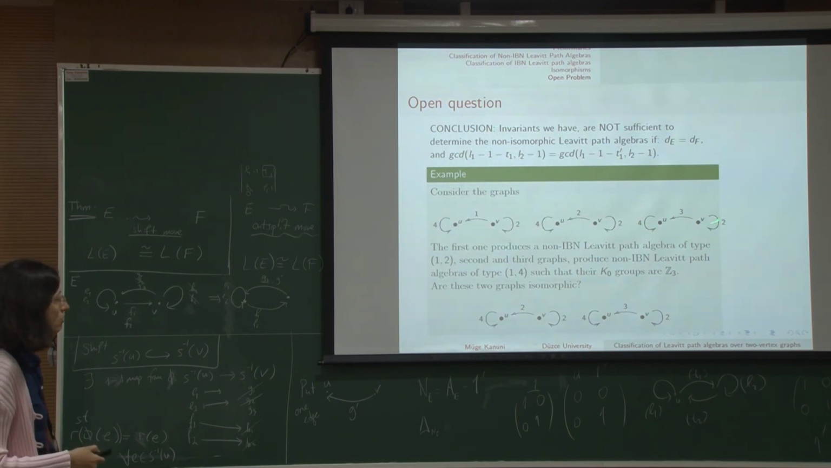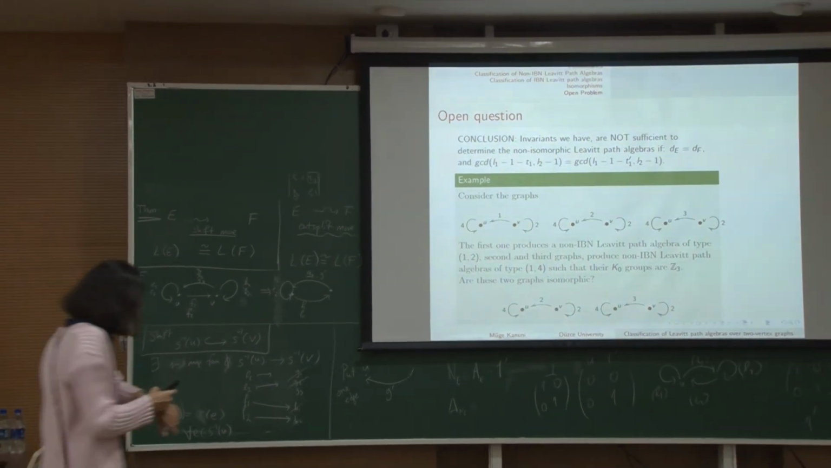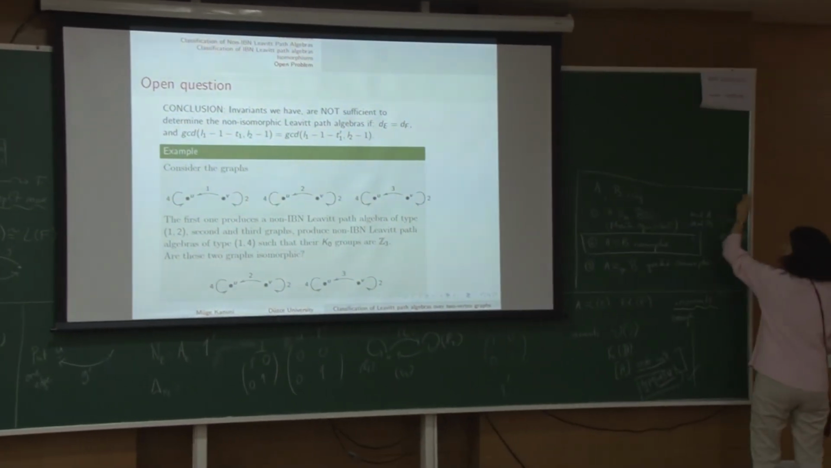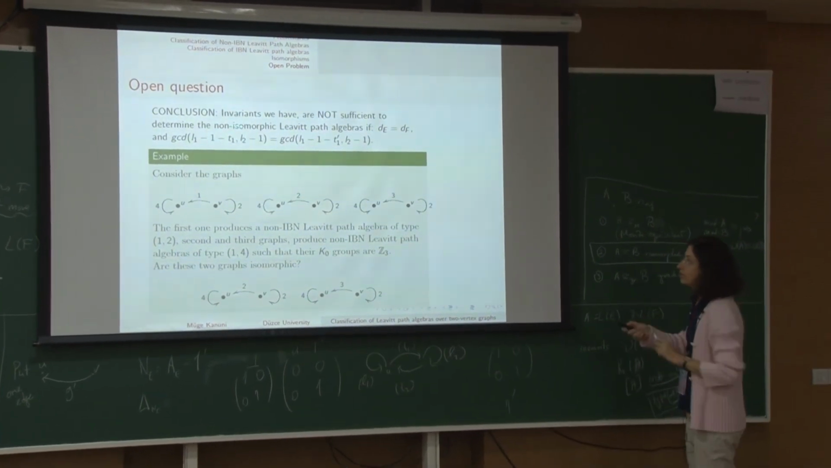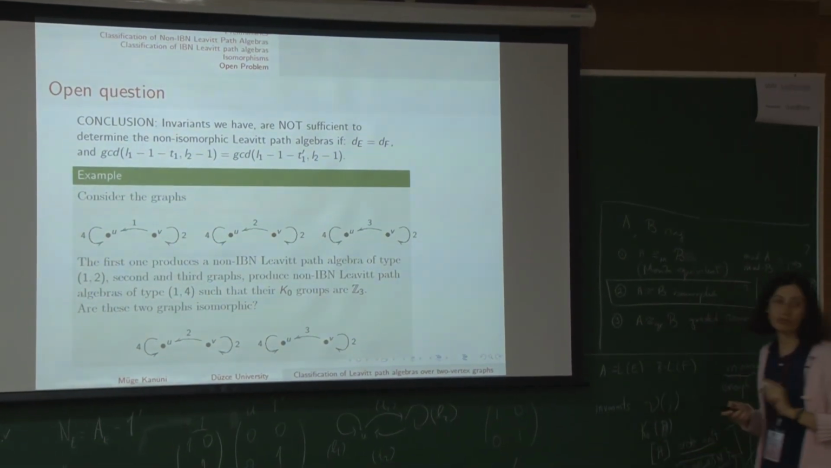However, the K0 groups are the same, these are Z3, this is type 1 form, and I have no idea whether the Leavitt path algebras of these graphs are isomorphic. Sorry, that's not what I meant. The graphs are not isomorphic, you all know that. Whether the Leavitt path algebras of those graphs are isomorphic or not, I don't know. I'll just say one word because it's known and you might run across this. These graphs do not produce purely infinite simple Leavitt path algebras.